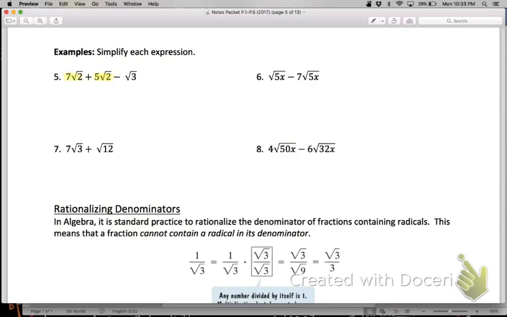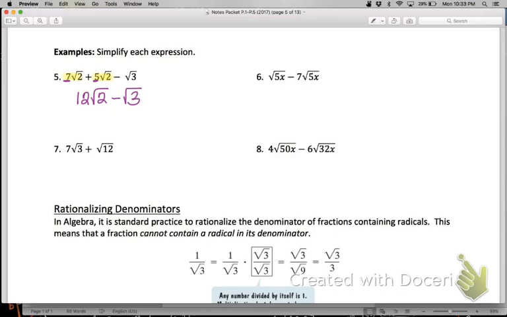That square root of 3 does not have a match. So I'm just going to combine the coefficients. The radical would stay the same. So 7 plus 5 gives me 12 square root 2 minus the square root of 3. That's as simplified as I can make that.